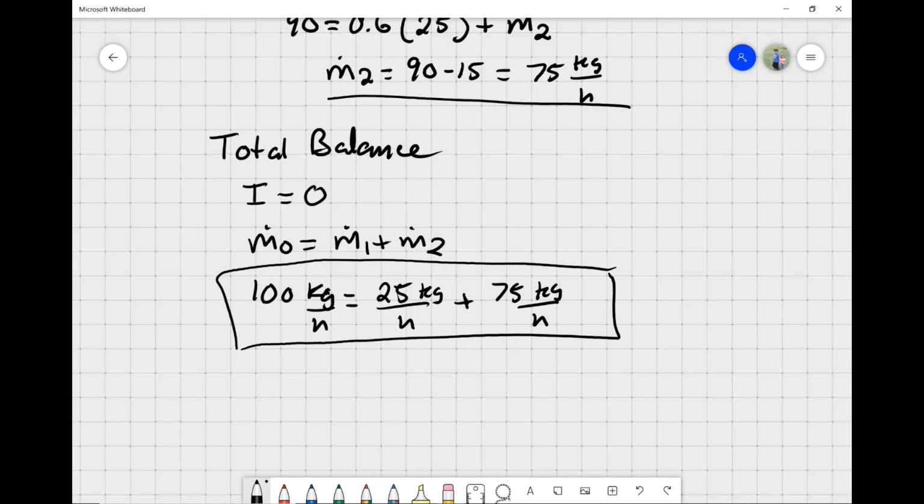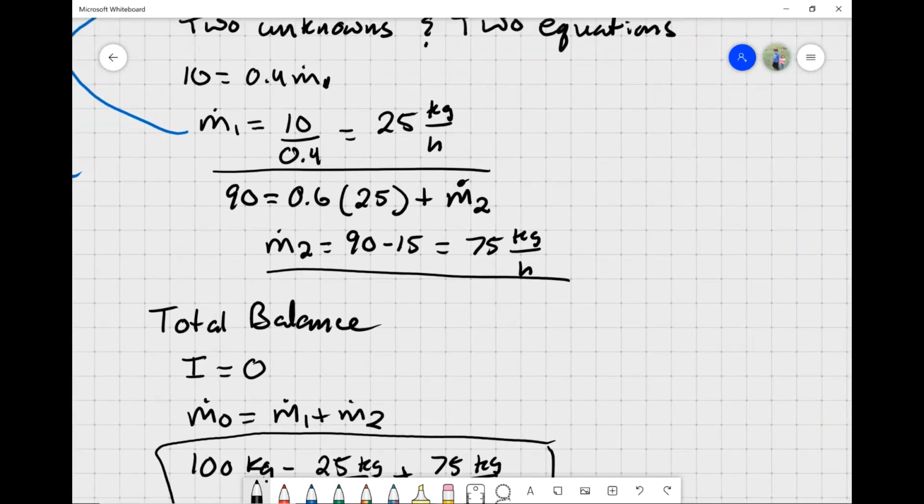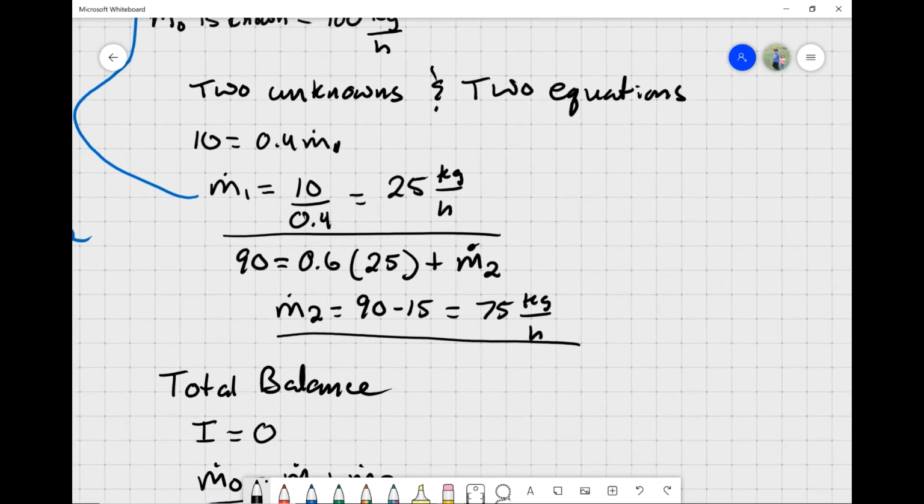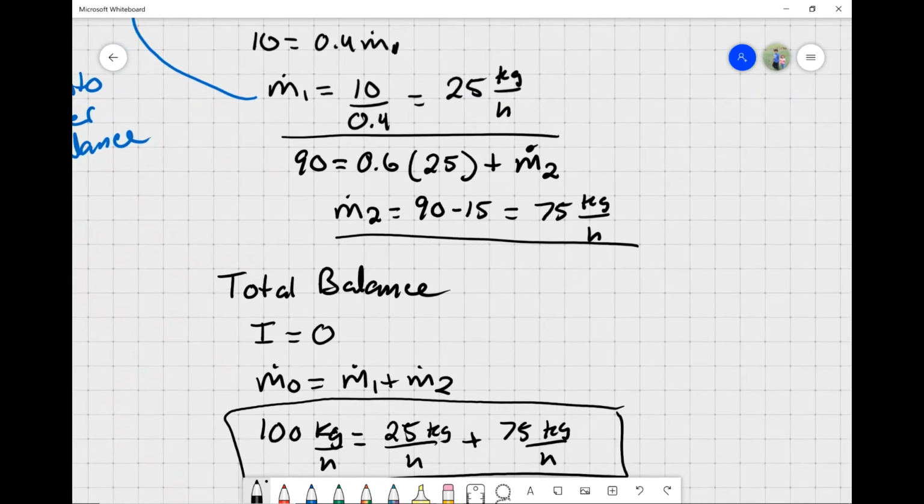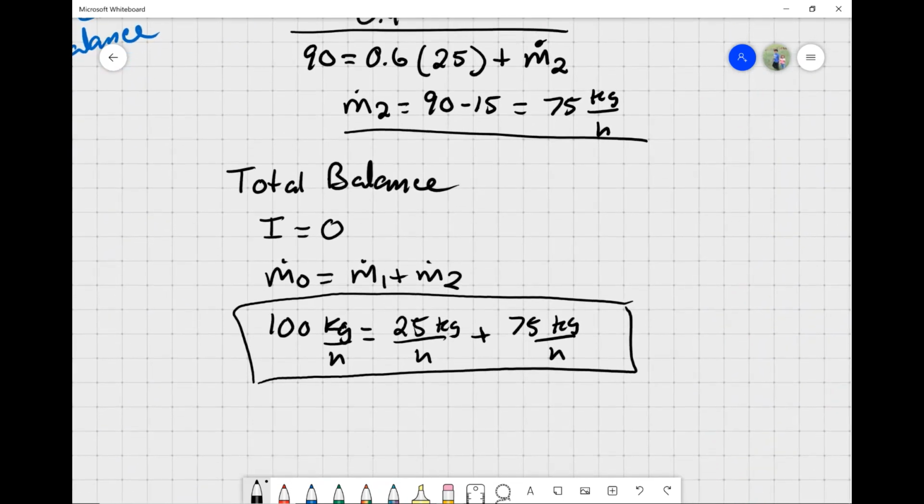But if you're in a time crunch situation like a test or something, it may be better to go the faster approach, because it would have been a little faster to solve with the total balance. So once you had M1, you could have easily used this total balance equation to solve for M2. But anyway, that's how you solve this distillery problem.